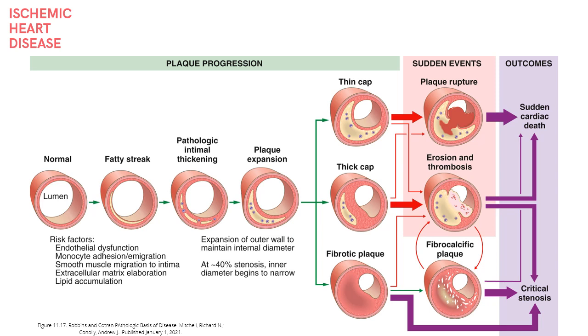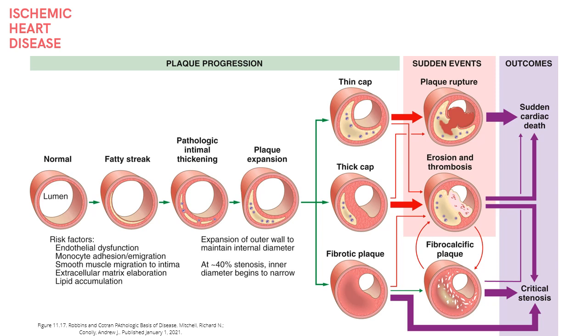So this expansion of the outer wall continues as the atheroma progresses until at 40% of stenosis, this is already physiologically relevant. So 40% of the luminal diameter is blocked. Whenever 40% of this diameter is blocked, the inner diameter begins to narrow already. And with this progression, there can be three forms of the atheroma.